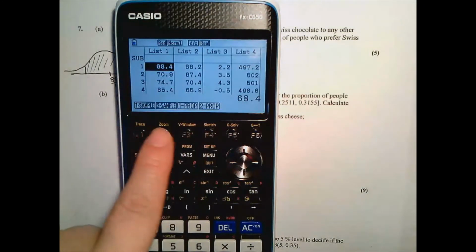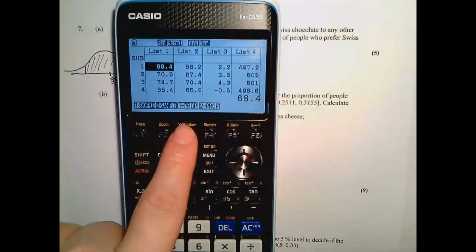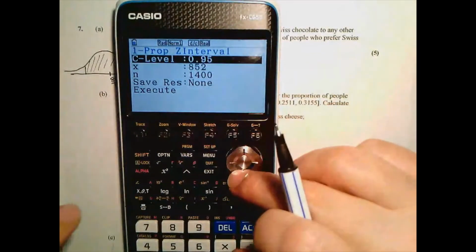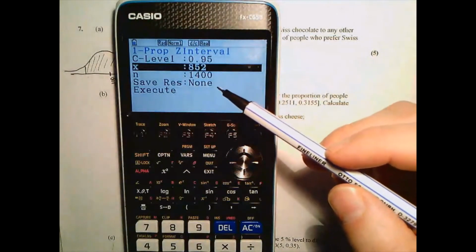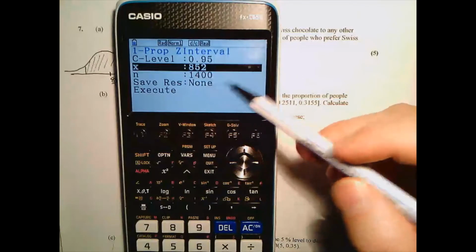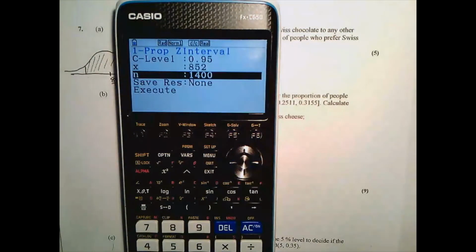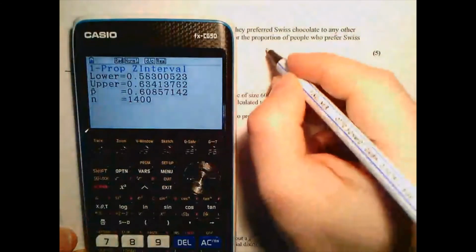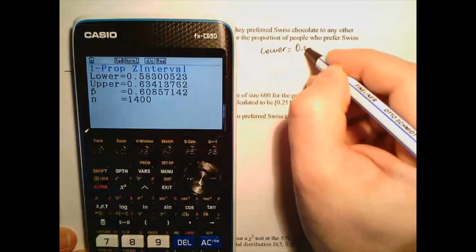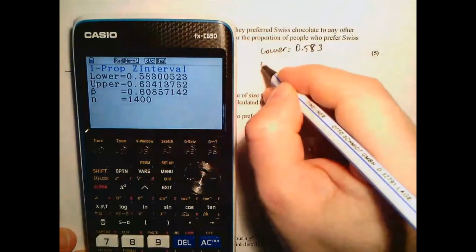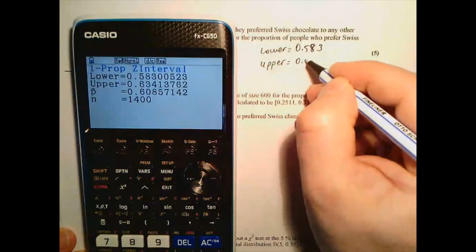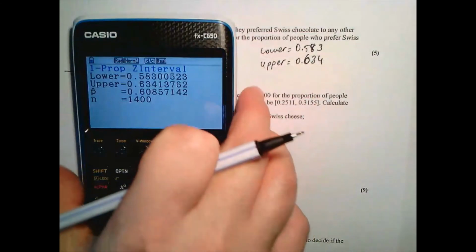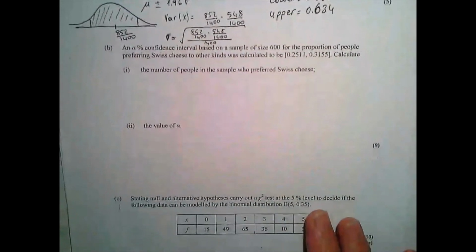Now I'm looking for not one sample, not two sample, but proportion, because we are given the proportion. Go to the proportion, and the C level is 95%, and x is how many prefer Swiss chocolate to any other kind. So this is 852, and how many people were asked? 1,400. Just click on it, and this is our confidence interval. The lower is 0.583, and the upper is 0.6634. That's it. 7A is done. Let's go to B.